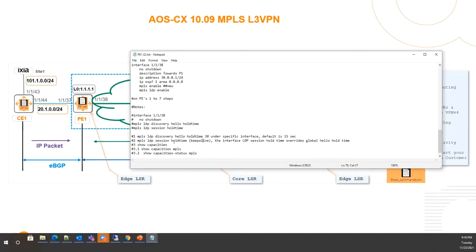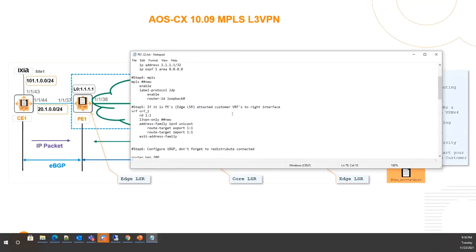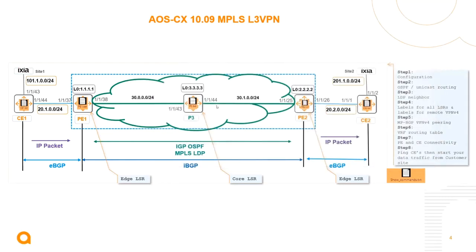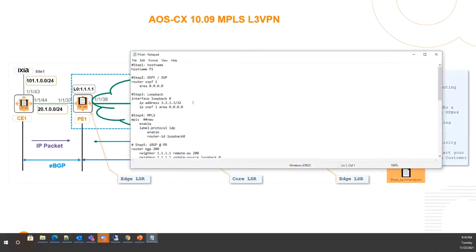There is a command for you to even check the capacity of the MPLS and also the status, how much it is used on the box. These are the commands for those. So we saw the PE1 configuration. Let us see the P configuration.